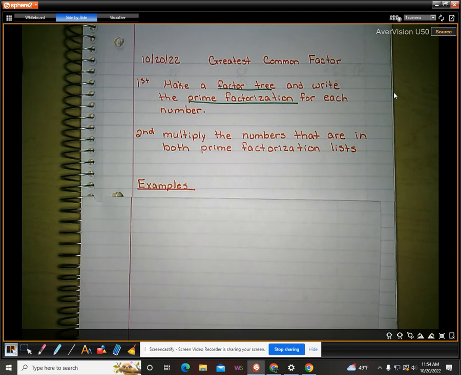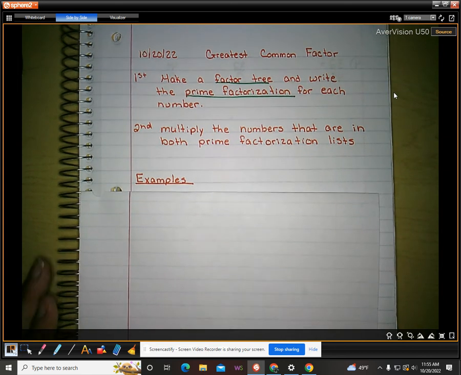Okay? We need to be able to recognize those first few prime numbers. I will never expect you to know all the prime numbers from 1 to 100. Okay? You have a chart that you can look at if you need to, or you have Google. But knowing the first few is definitely something you need to know. Then, once we make our factor tree to write our prime factorization, we are going to multiply the numbers that are in both of the prime factorization lists.